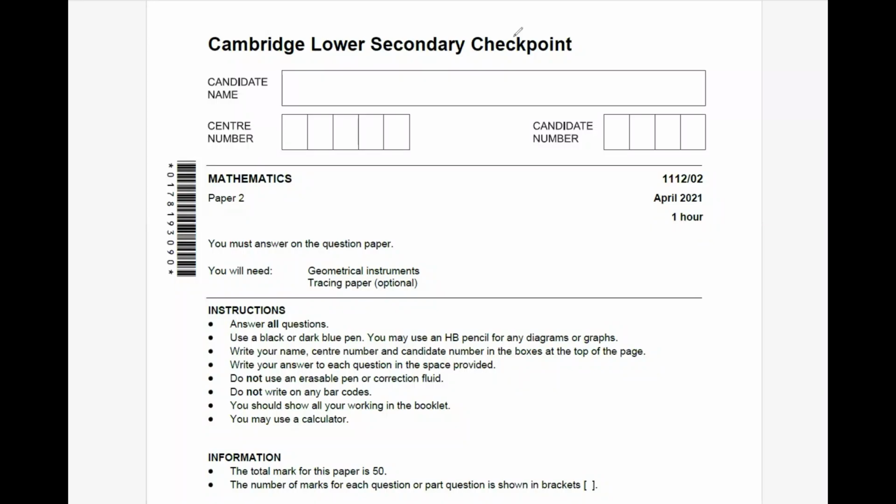Hello students, in today's video we are going to start Cambridge Lower Secondary Checkpoint April 2021 paper 2. As you know, this is a calculator version of the paper, that means we are allowed to use the calculator. Okay, then we are proceeding further to question number 1.